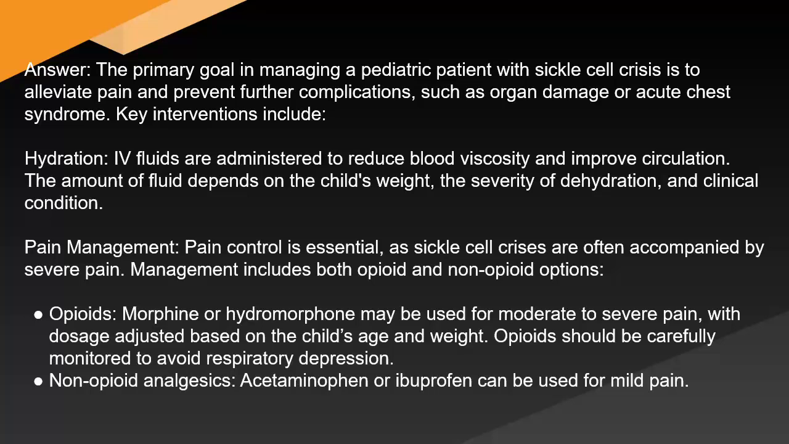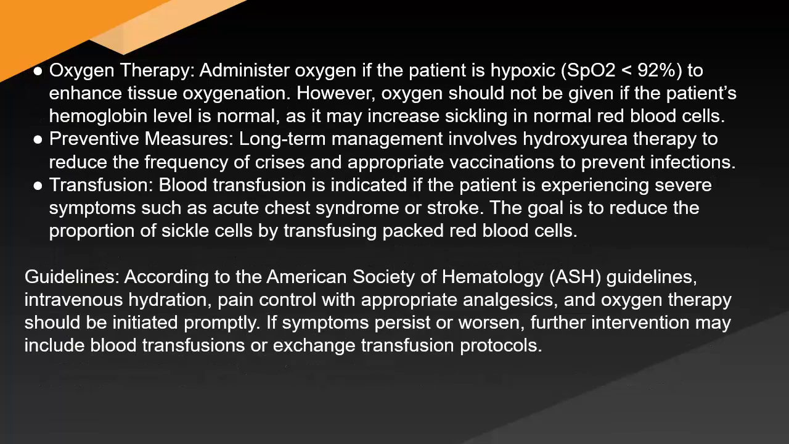Opioids: morphine or hydromorphone may be used for moderate to severe pain, with dosage adjusted based on the child's age and weight. Opioids should be carefully monitored to avoid respiratory depression. Non-opioid analgesics, acetaminophen or ibuprofen, can be used for mild pain. Oxygen therapy: administer oxygen if the patient is hypoxic, SpO2 below 92%, to enhance tissue oxygenation.